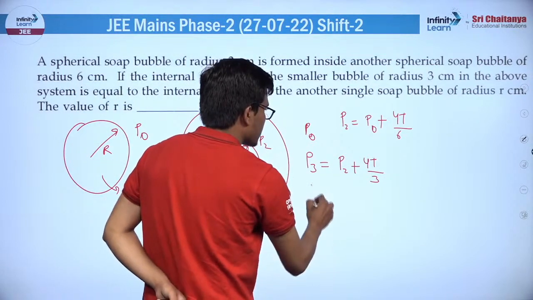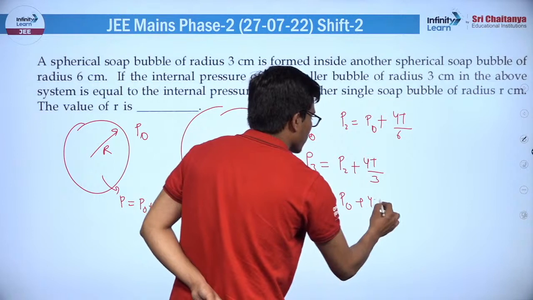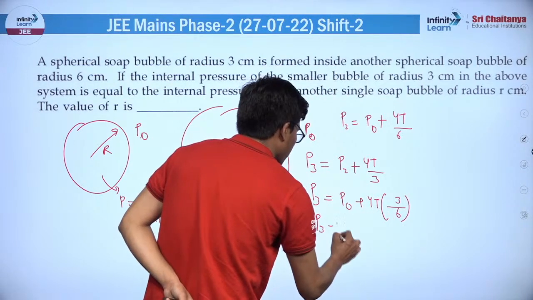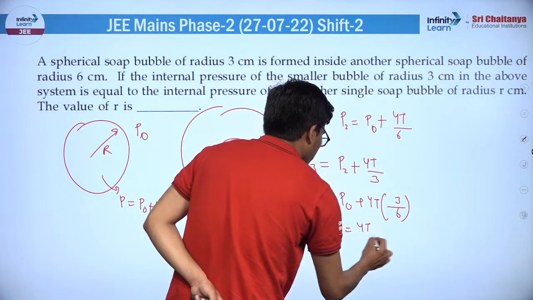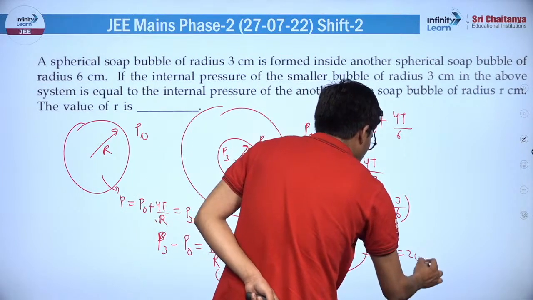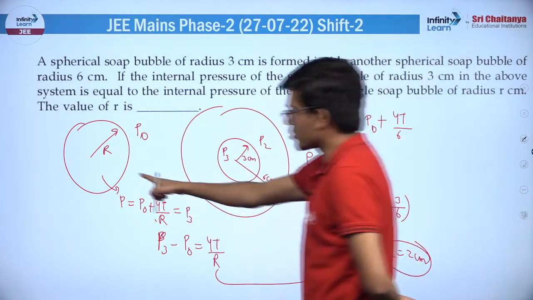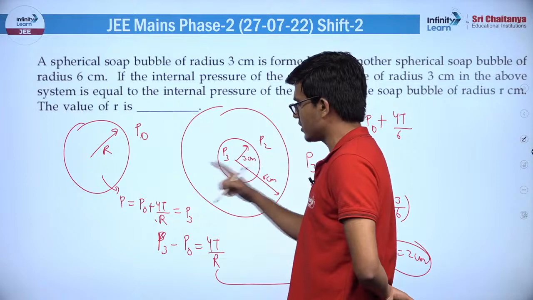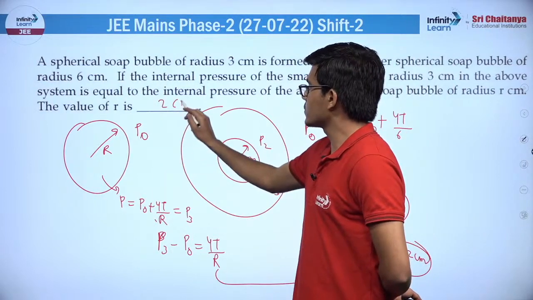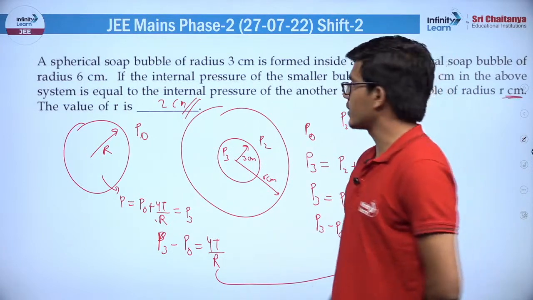So just add these two equations. P3 is equal to P0 plus 4T into (1/6 plus 1/3), that will be P3 minus P0 is equal to 4T by 2. Just compare these two. The radius is actually equal to 2 centimeter for that drop. So this drop will have the same pressure as P3 if its radius is 2 centimeter. So the answer should be 2 centimeter. The unit was also given, 2 centimeter.